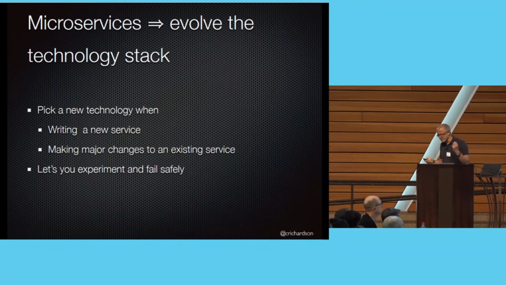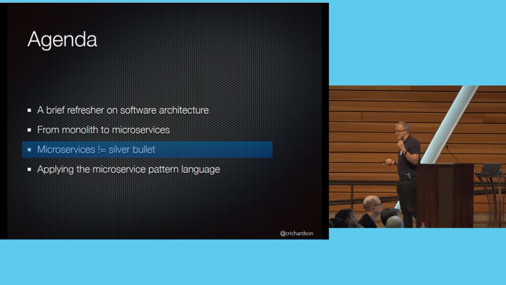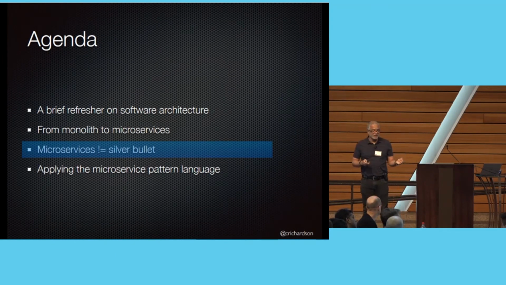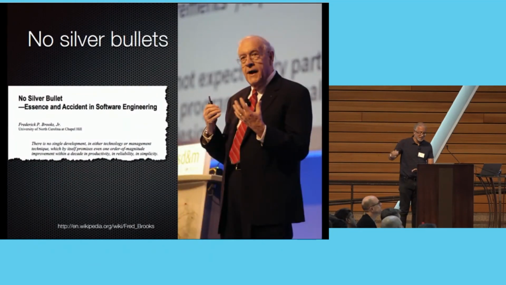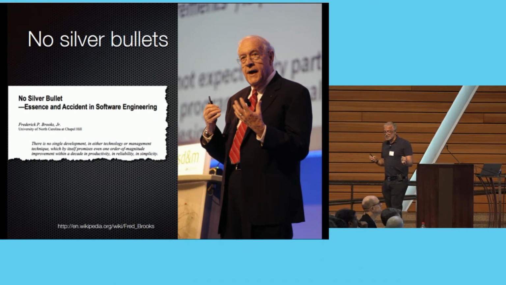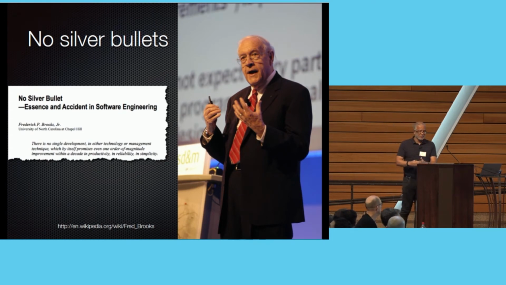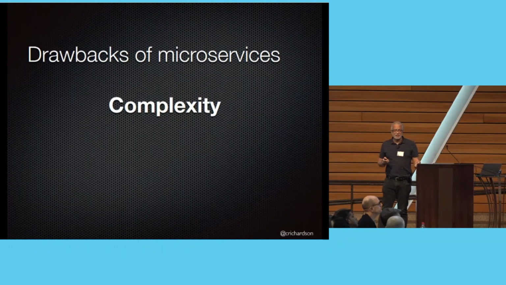But the microservice architecture has some significant drawbacks as well. As Fred Brooks once said back in 1985, he's the author of The Mythical Man Month, there's no such thing as a silver bullet. Every technology has drawbacks. Unfortunately, we tend to just focus on the benefits when discussing things, but in reality, there are always drawbacks. And in particular, with the microservice architecture, the biggest drawback is really the complexity of your system.